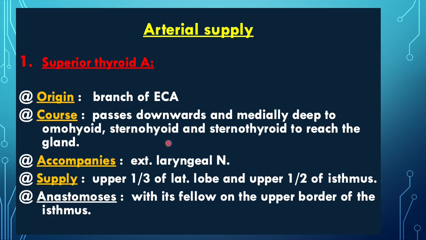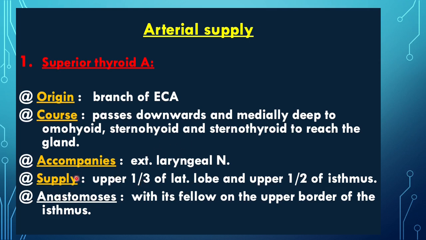Let's see them. The first one, the superior thyroid artery, is a branch from the external carotid artery, as we said. It is going to pass downward and medially and enter, as we said, between the two capsules to reach the gland. What matters to me is which nerve is accompanying that artery: the external laryngeal nerve, which is an important nerve supplying the muscles and the sensory supply as well.